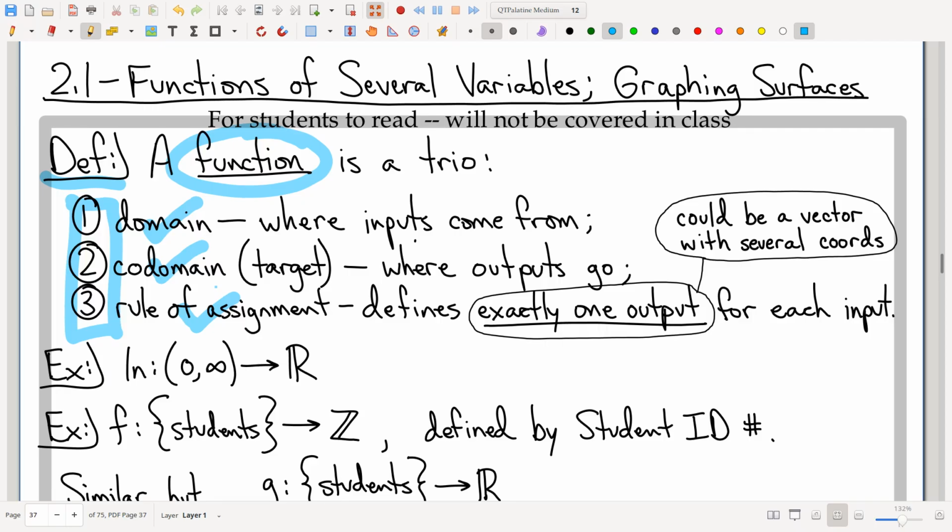Yes? Is the reason you call it codomain and not range? Yeah, well, I actually like the term target better. But the term range, unfortunately, gets used sloppily in lots of other contexts. There are usages in different contexts that conflict with each other.